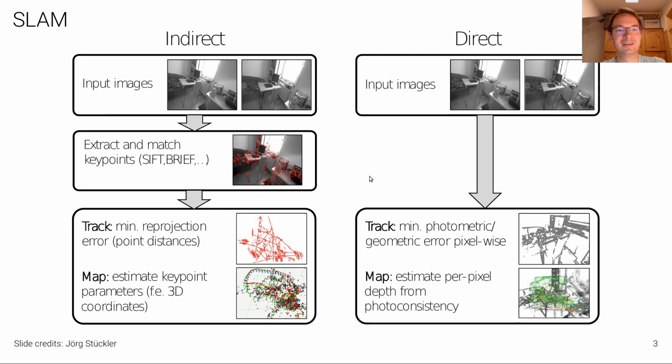As we all know, there are two dominating paradigms in simultaneous localization and mapping. On the one hand, there are indirect approaches that take a set of input images, extract and describe key points, and match them in order to minimize reprojection errors for tracking the agent or for inferring the 3D landmark locations and building the map. And on the other hand, there are direct approaches, which also take a set of input images, but directly try to minimize photometric reconstruction errors in order to track the agent or estimate maps in terms of per pixel depth estimates.